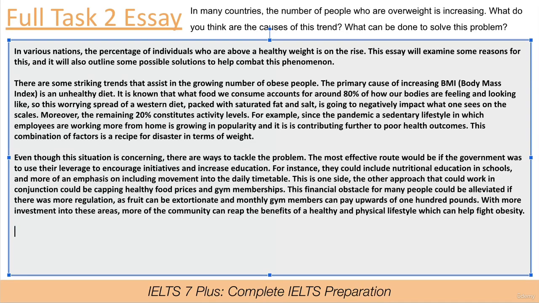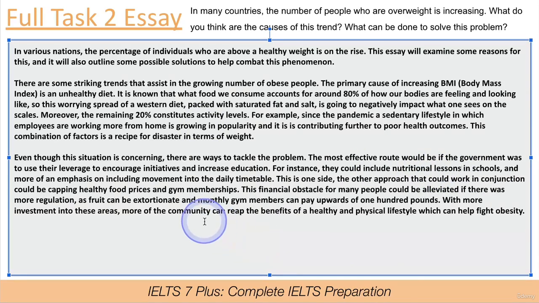Let's read this back, see how it's sounding. Even though this situation is concerning, there are ways to tackle the problem. The most effective route would be if the government was to use their leverage to encourage initiatives and increase education. For instance, they could include nutritional education lessons. We don't want to repeat ourselves too much. Nutritional lessons in school and more of an emphasis on including movement into the daily timetable.